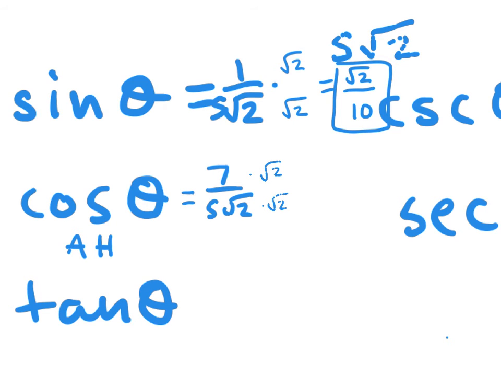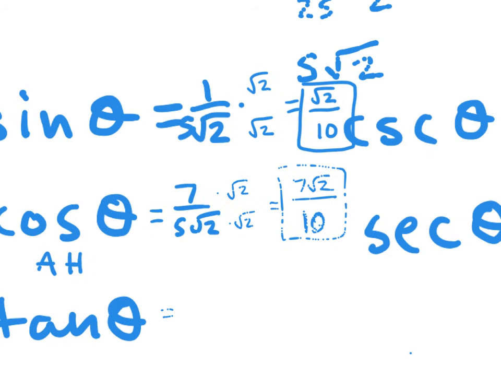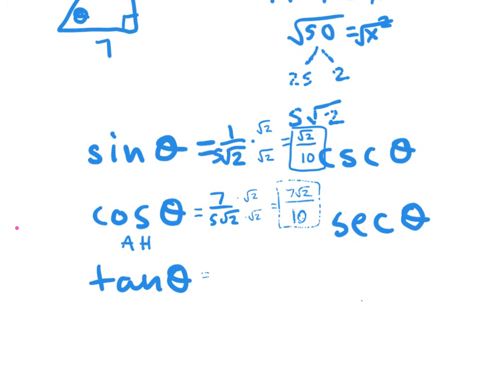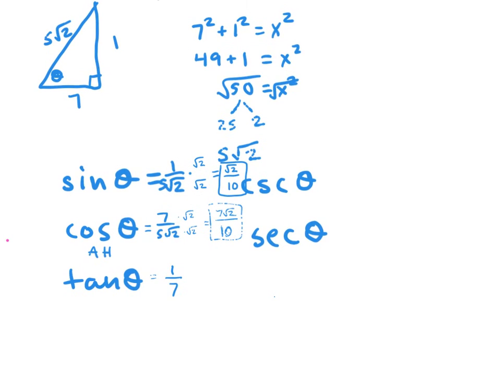Okay, tangent. Perfect, 1 over 7. What would our cosecant be? So 5 square root 2 over 1, which would just be 5 square root 2. And then our secant? 5 square root 2 over 7. All right, any questions from this page?